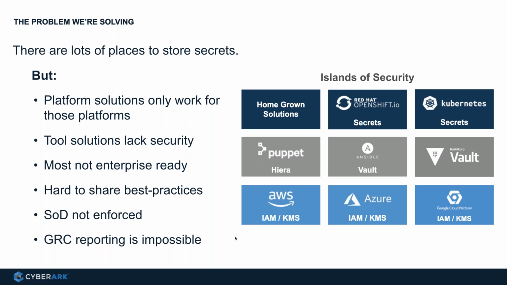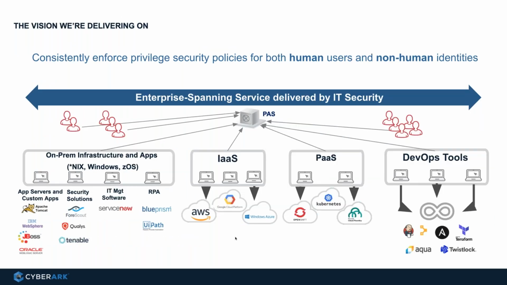So this is the problem that we're solving, and if we go to the next slide, with a solution that spans the enterprise. What we're providing is an enterprise-spanning service that can be delivered by the IT security team that solves both human and non-human access requirements. We want applications to be able to get their secrets in a way that's natural for the applications, but is provided and sourced from the same resources that are controlled by the security team for human access, as CyberArk's been doing for 20 years. So we see this as a natural extension of what we've been doing for a long time now. We've been securing application access for well over 10 years.